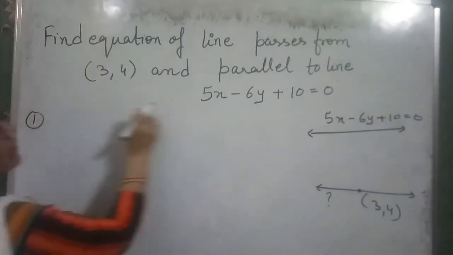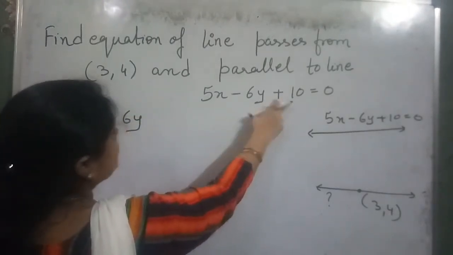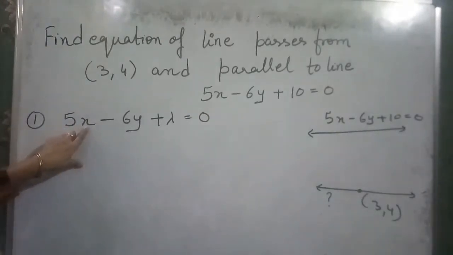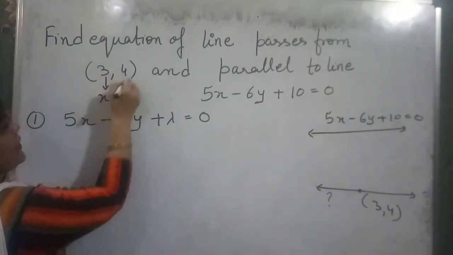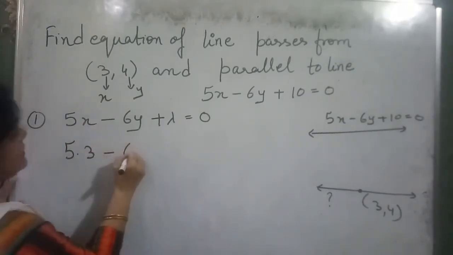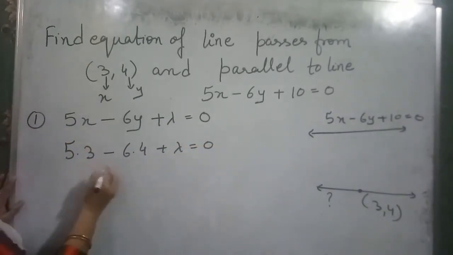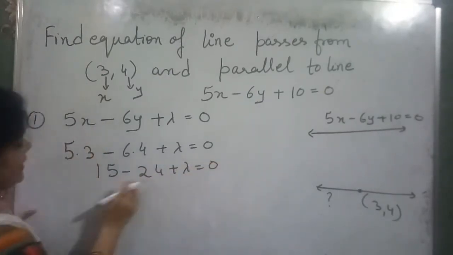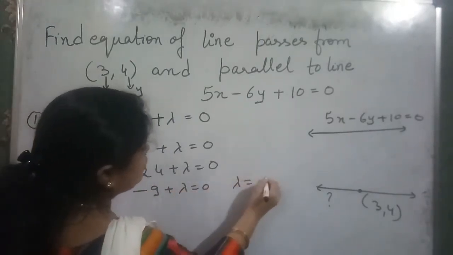First step, write this equation as it is, 5x minus 6y, but in place of the constant we write lambda, is equal to 0. Now in place of x and y we substitute the values 3 and 4. So we have 5 times 3 minus 6 times 4 plus lambda is equal to 0, and now we calculate the value of lambda. So we have 15 minus 24 plus lambda is equal to 0, that is minus 9 plus lambda is equal to 0, so lambda is equal to 9.